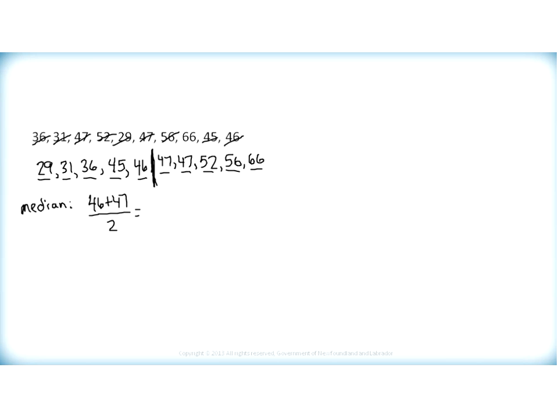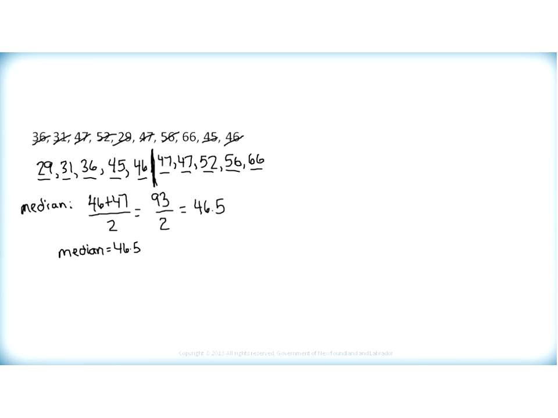So that equals 93 divided by 2, which works out to 46.5. So my median is equal to 46.5.